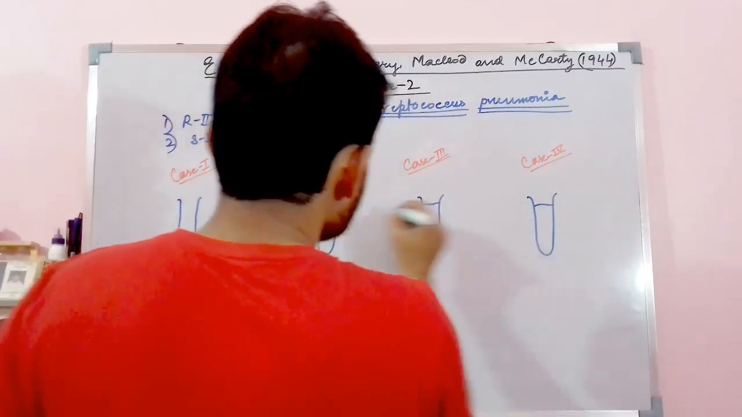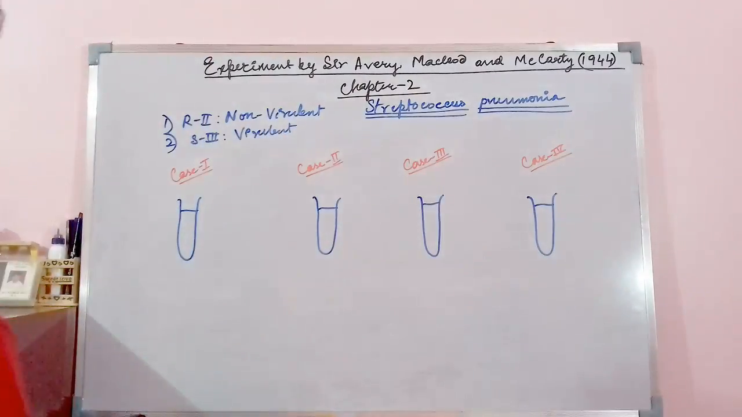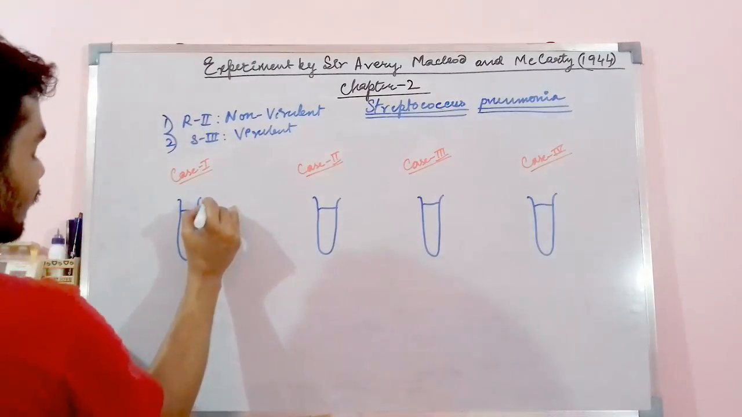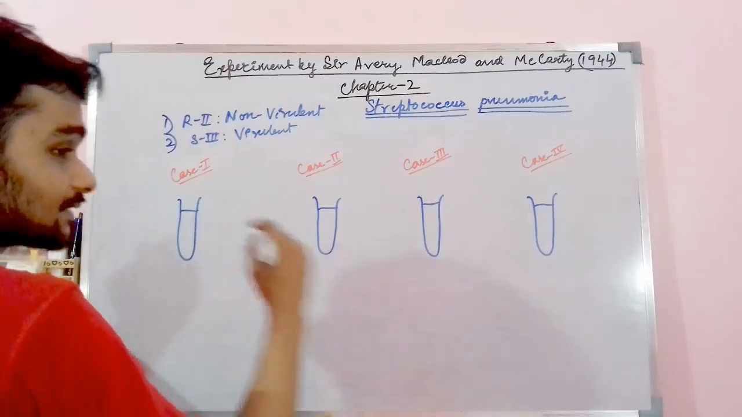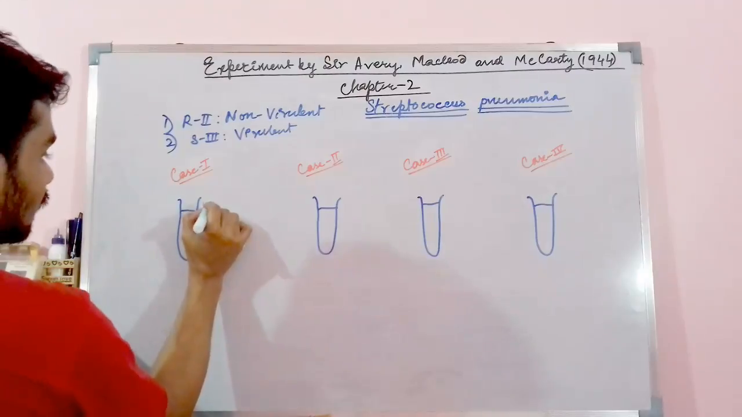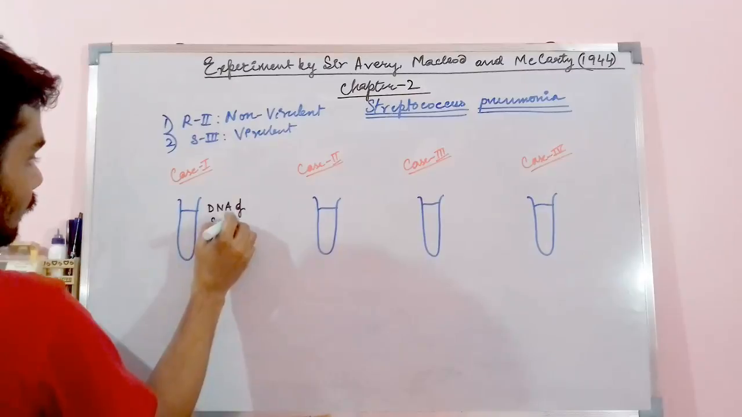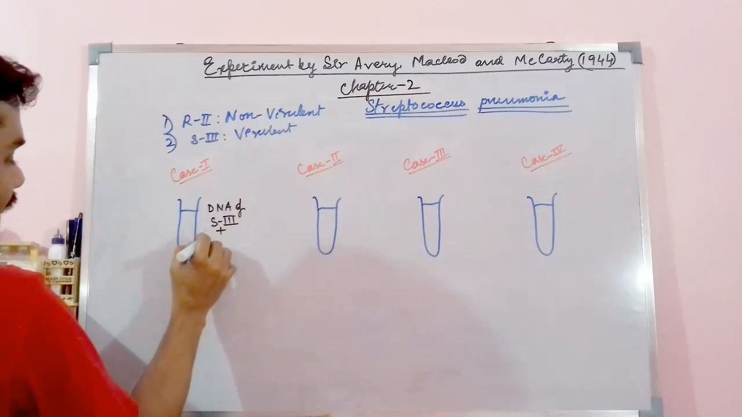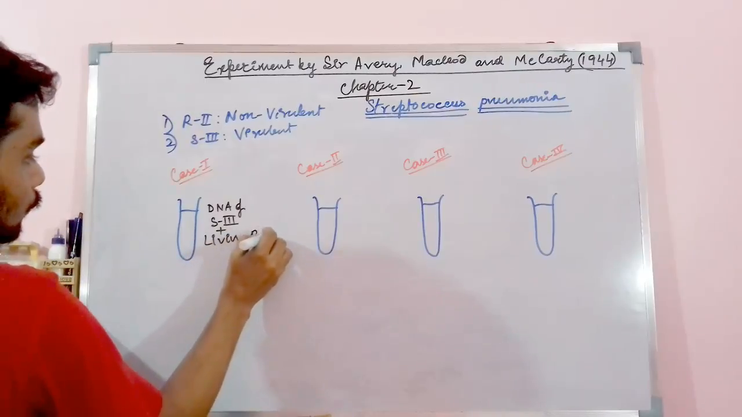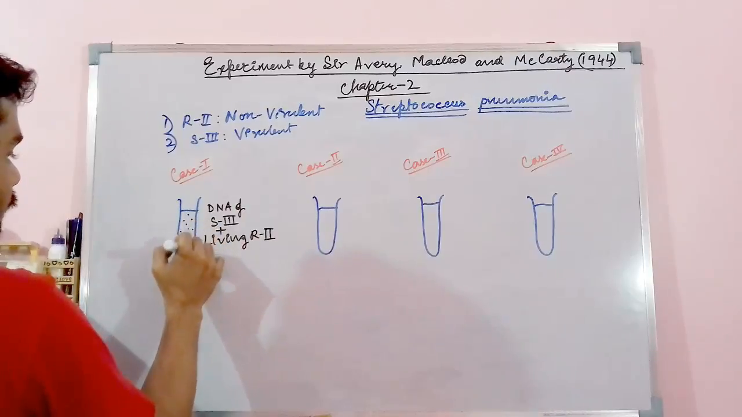In this chapter 2, in case 1, they took the DNA extract of the S3 type bacteria, the DNA of S3, plus living R2 type bacteria. They did this in the first case.